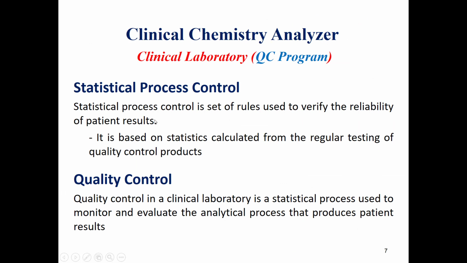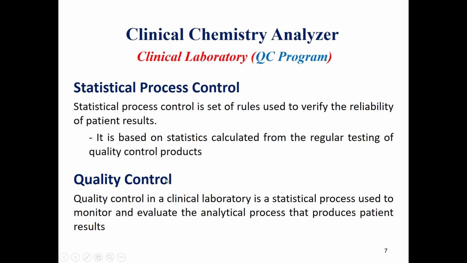Now we'll start with some definitions prior to talking about the quality control product. The first definition is the statistical process control, which is a set of rules used to verify the reliability of the patient results. It's based on the statistics calculated from the regular testing of the quality control products.